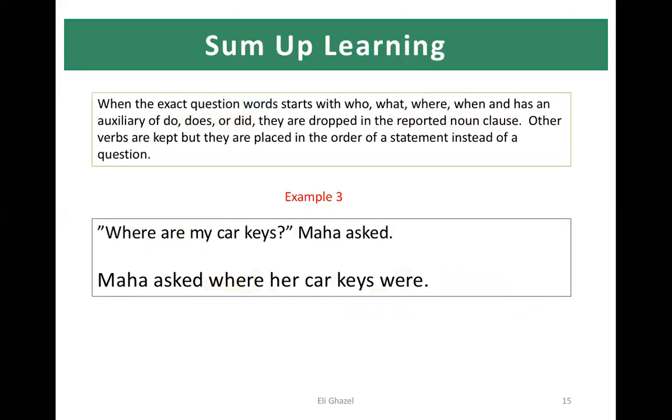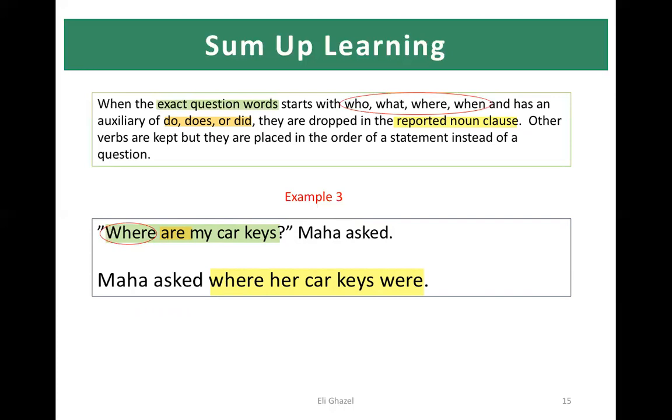Let's look at example 3. Where are my car keys, Maha asked. And again, exact question words, where are my car keys? And they start with who, what, where, when, how, why, etc. And it doesn't have an auxiliary of do, does, or did, which needs to be dropped. What happens here is it stays, but goes into the order of a statement. Not where are her car keys, but where her car keys were, and that will be explained further.